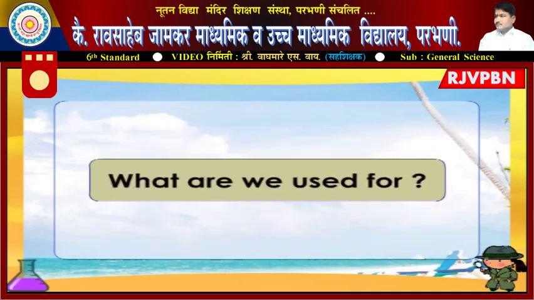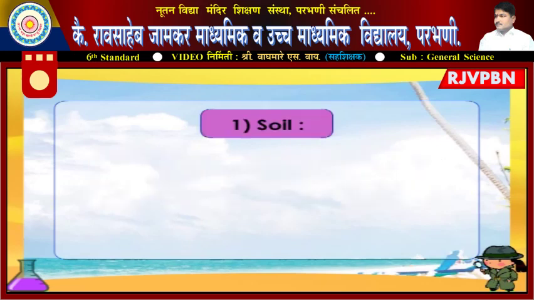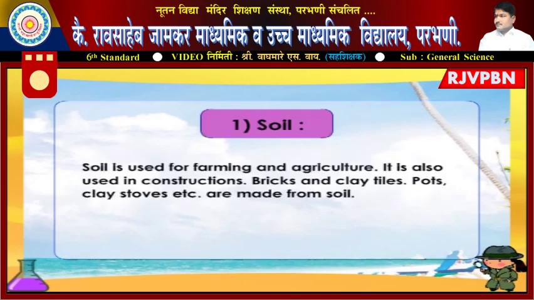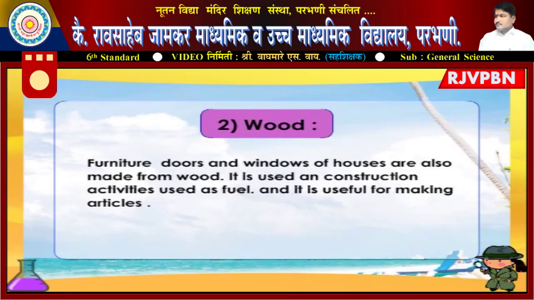What are they used for? Soil. Soil is used for farming and agriculture. It is also used in construction, formation of bricks and clay tiles, pots, clay stoves, etc.